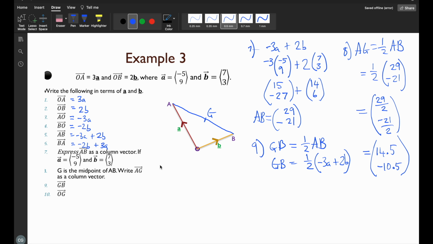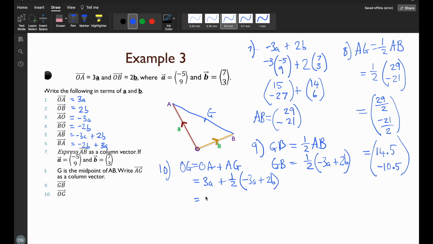And that's it. So number 10 now, we have OG. So O to A would give me that. O to A plus A to G. Alright, so we know what OA is. OA is 3A plus AG. So AG is half of AB. So we already established that here. And half of AB would be half AB, negative 3A plus 2B. And from here we could try to simplify it. So this here is already the answer, but sometimes they ask us to simplify it.